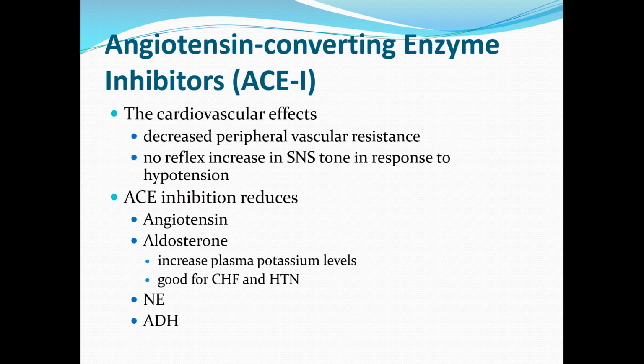So moving on to vasodilators, the ACE inhibitors, angiotensin converting enzyme inhibitors. The cardiovascular effects of ACE inhibitors normally involve decreased peripheral vascular resistance, and there's usually no increase in sympathetic nervous system tone in response to dropping the blood pressure, so no reflex tachycardia associated with it. ACE inhibitors generally result in a reduction in the angiotensin-aldosterone axis, norepinephrine, and plasma ADH level. This decrease in the aldosterone level results in increased plasma potassium levels, so makes them a pretty good drug in treatment of CHF and hypertension.